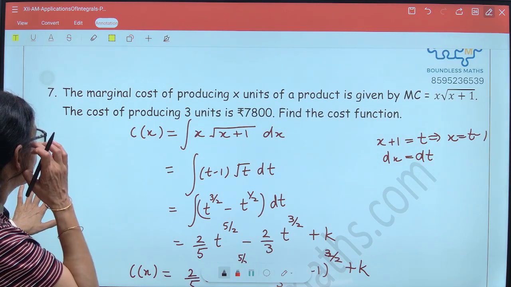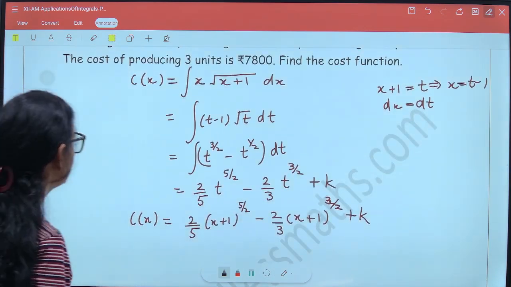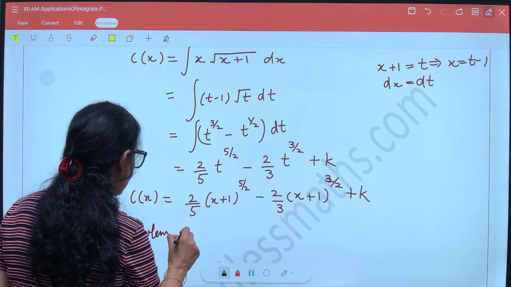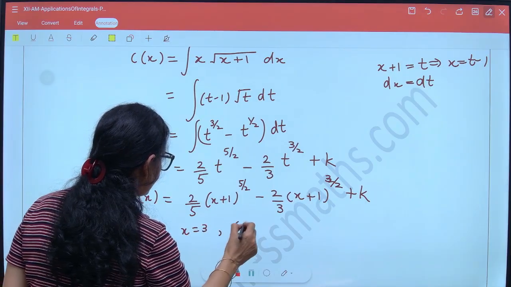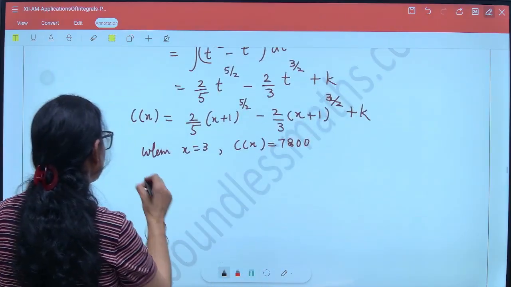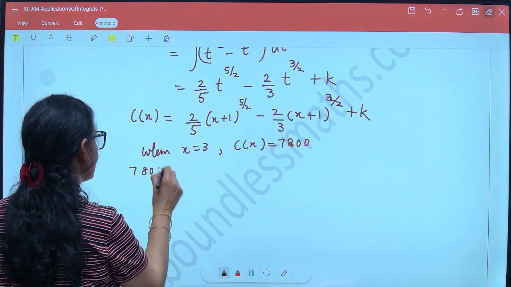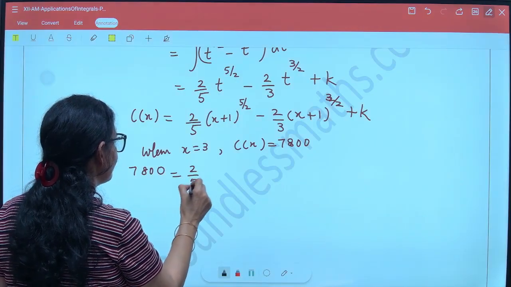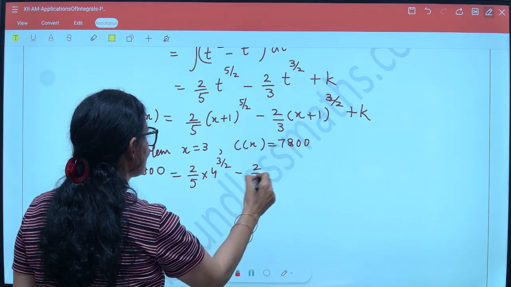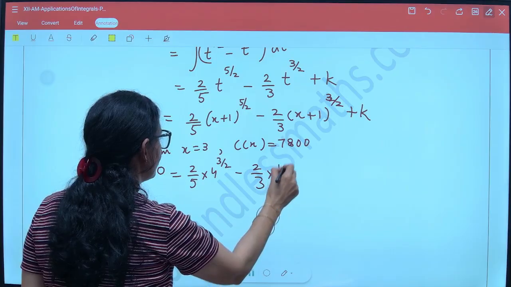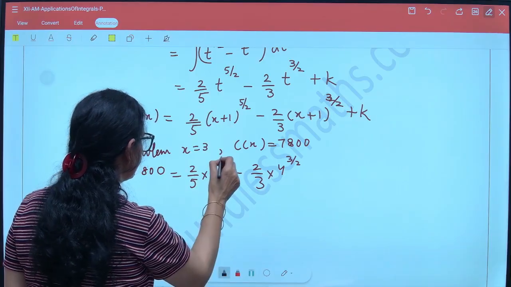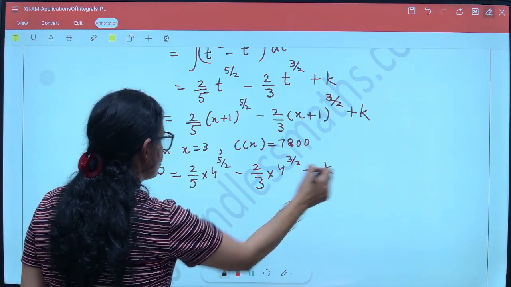The cost of producing 3 units is 7,800. So the question also says when x is 3, the value of the cost function is 7,800. So let's put these values into the cost function. 7,800 equals 2 by 5, 3 plus 1 becomes 4, 4 to the power 5 by 2 (sorry, here it is 5 by 2, not 3 by 2) minus 2 by 3, 3 plus 1 is again 4, 4 to the power 3 by 2, plus the constant of integration.